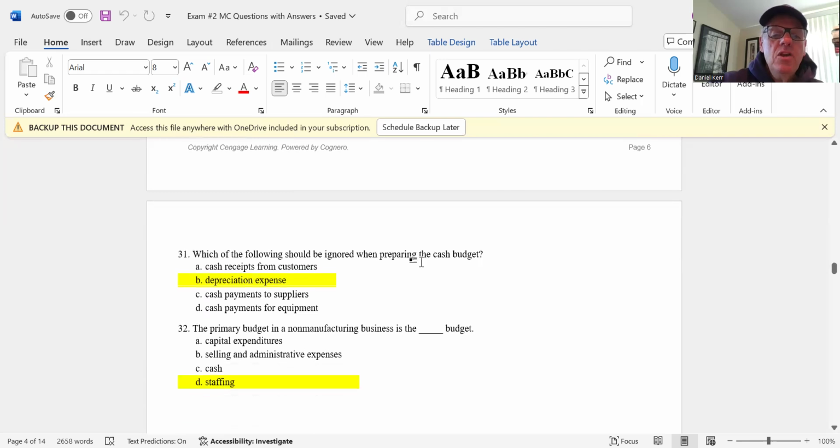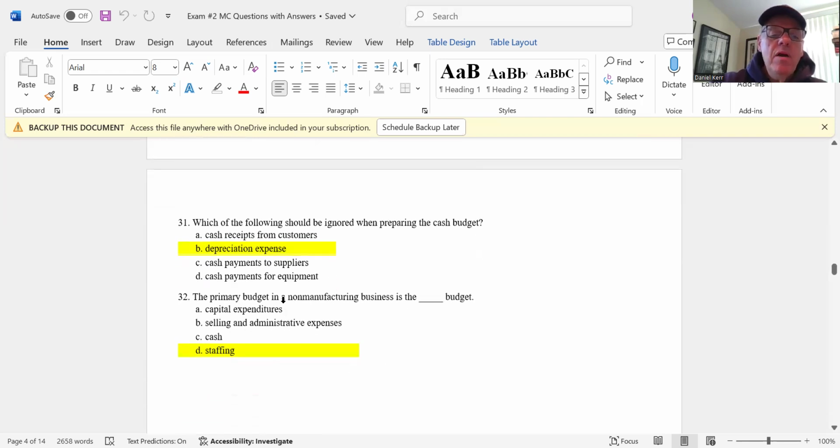Which of the following should be ignored when preparing a cash budget? Well, you ignore depreciation expense when preparing a cash budget because depreciation, remember from financial accounting 1, is not a cash expense. And the primary budget in a non-manufacturing business, key term there, non-manufacturing business, would be the staffing budget. So the answer there is D.